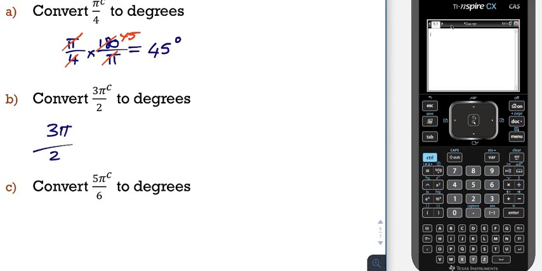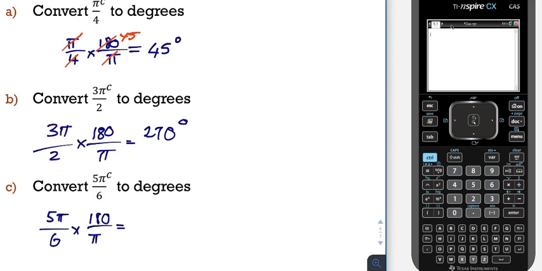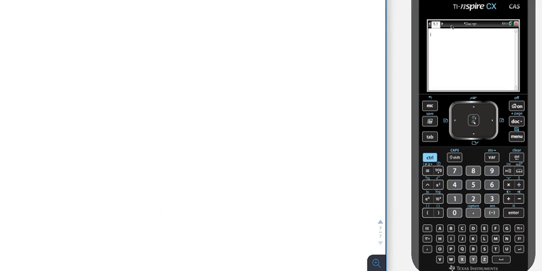3 pi on 2 times 180 on pi. My pi's cancel. My 180 divided by 2 is 90, and 90 times 3 is 270 degrees. Last one, 5 pi on 6 times 180 on pi. Pi's cancel. 180 divided by 6 is the same as 30. 5 times 30 is 150 degrees. So that's converting to degrees. Note my degree symbol on each of those answers.